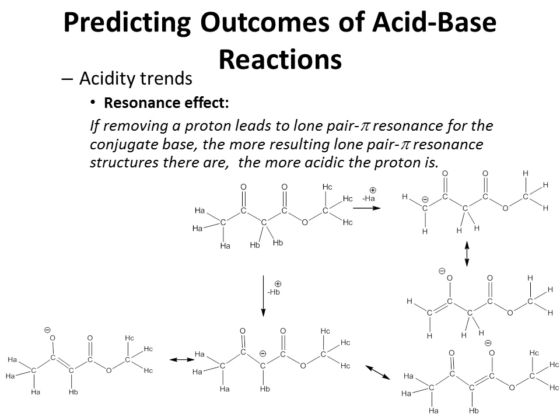If you attempt to remove proton HC, that will not lead to any resonance structures. In fact, it only has inductive effect, which is completely uninteresting, and so we just ignore it. Thus, protons HB with three lone pair pi resonance structures after you remove the proton will be the most acidic protons by resonance effect.